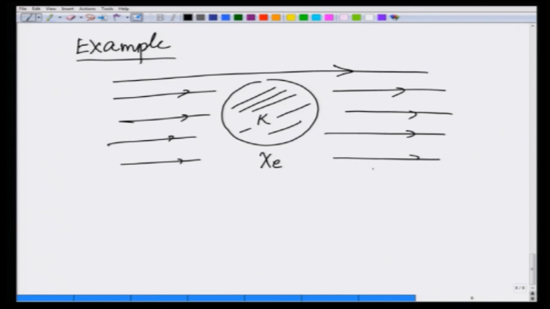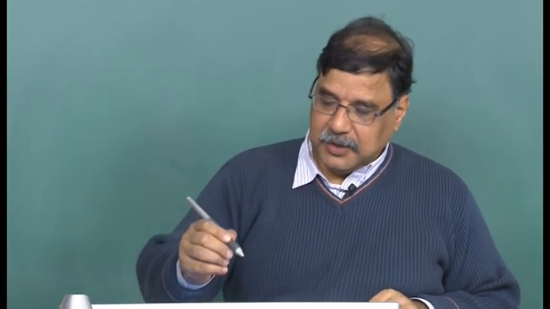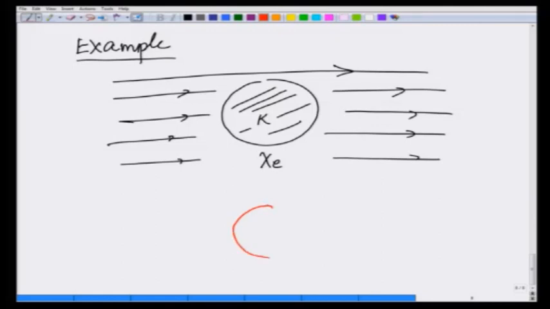Let us first compare what happens if this was a metallic sphere. Suppose this was a metallic sphere. In a metallic sphere, because that is made of a conductor, the field inside would be 0, right. So, E inside would be 0, and E at the surface would always be perpendicular.